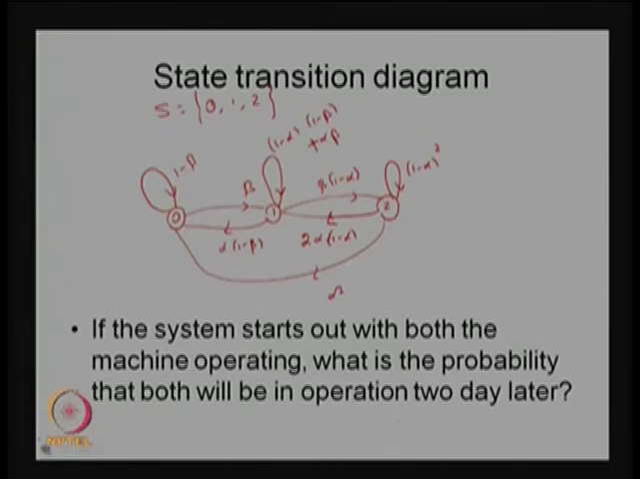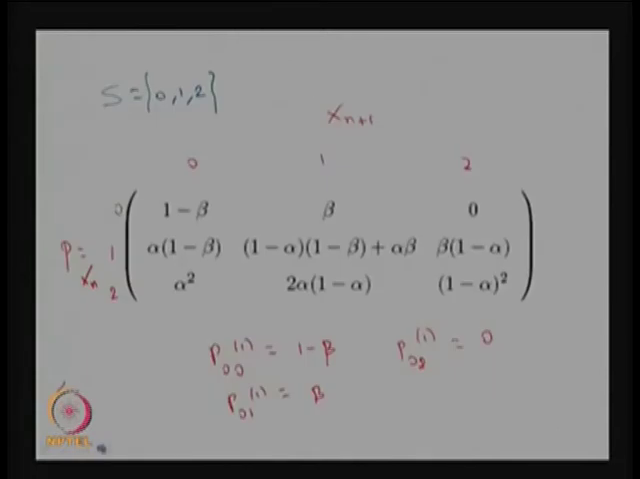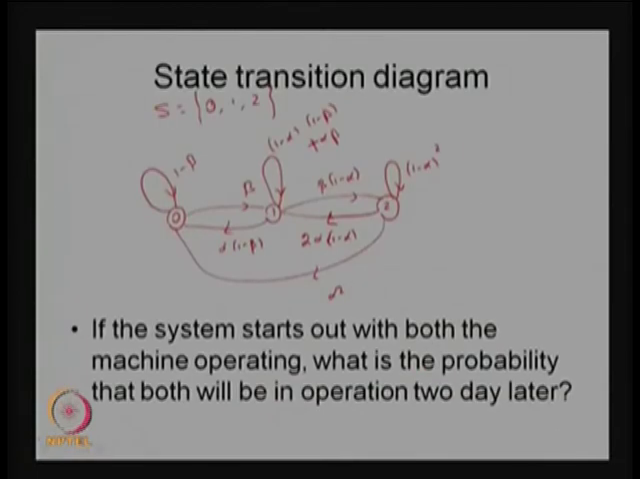If you recall the random variable, X_n is the number of machines in operation at the end of the nth day. So the random variable is how many machines are in operation at the end of the nth day. Here the clue is that at time 0, or the 0th step, both the machines are operating. Therefore, X_0 is equal to 2 with probability 1.